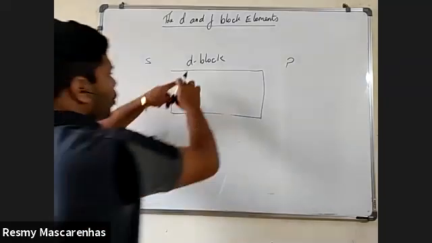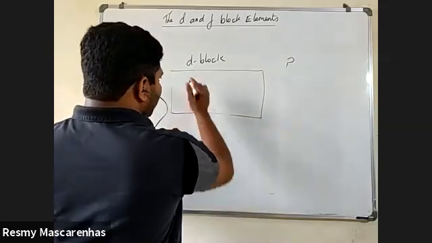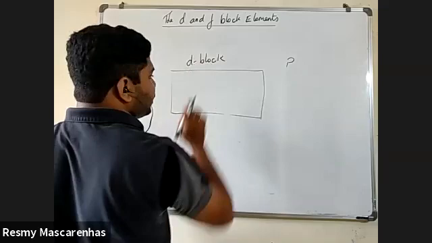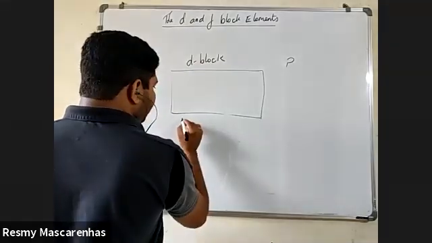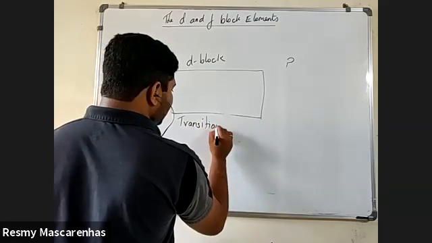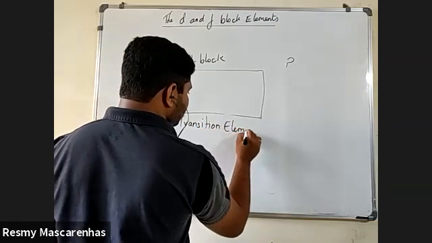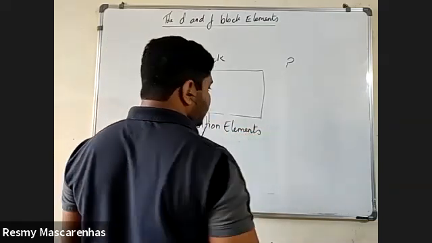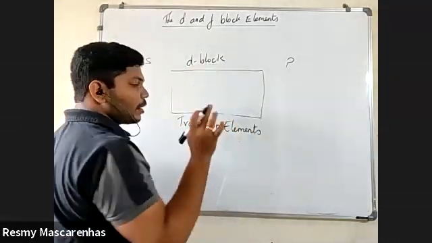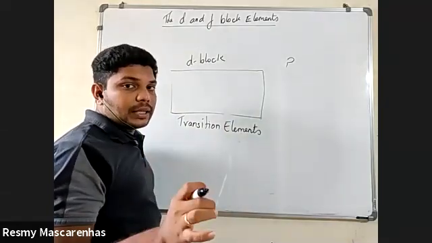Now all elements that come in this chart are called D block elements. At the same time, one more word is there, called transition elements. So all the elements coming under D block are also called transition elements.